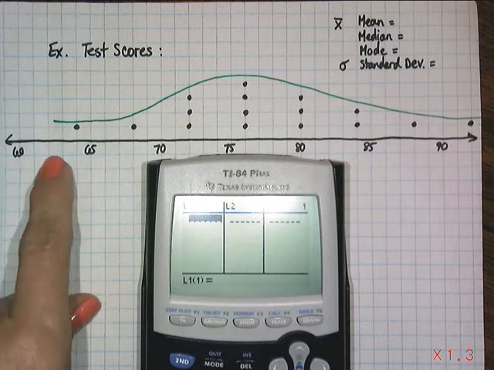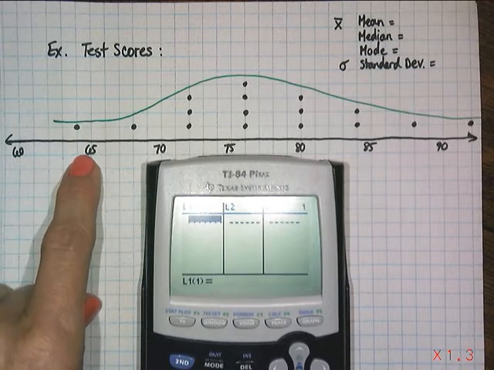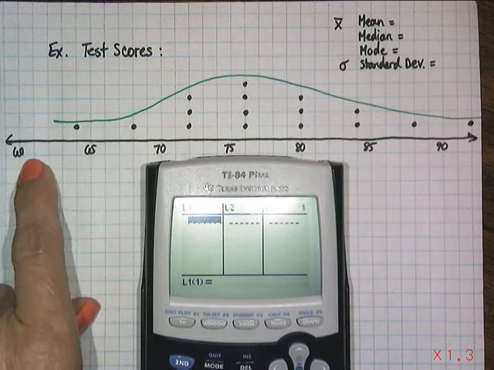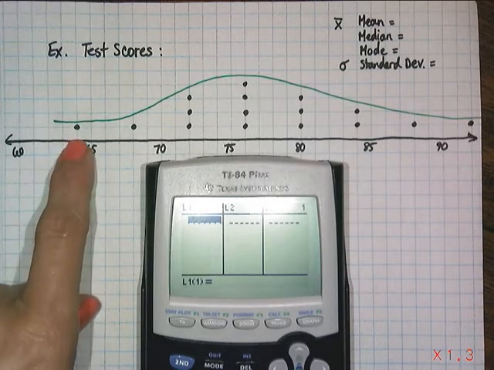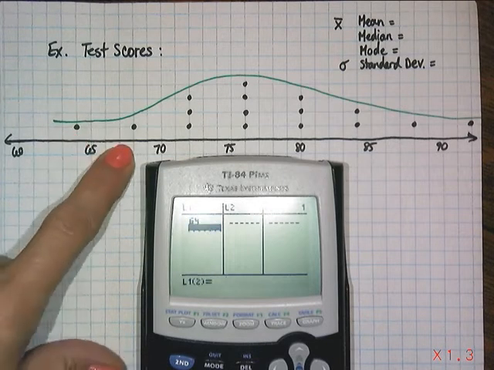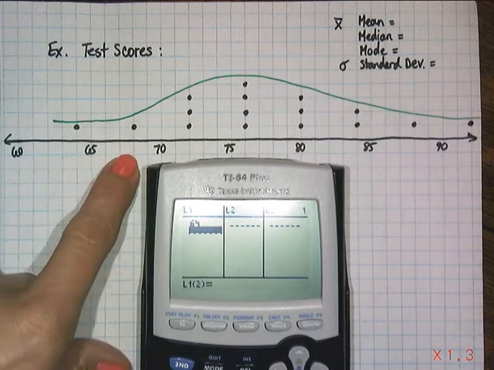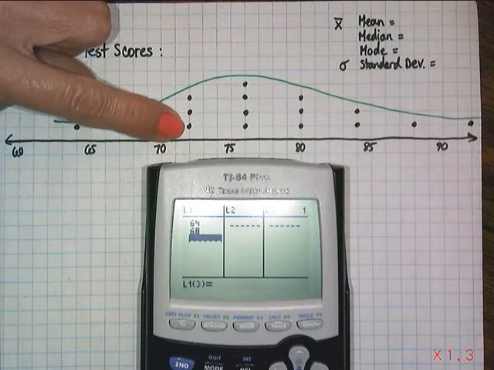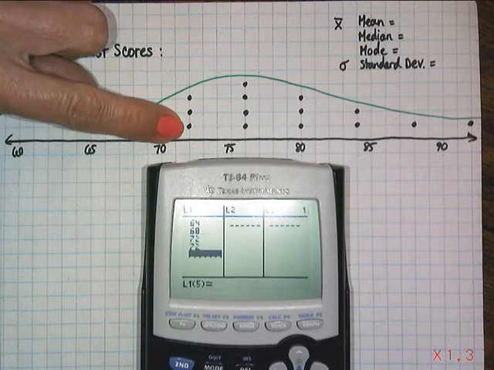And by the way, notice that my number line is all single units. So each box, each tick mark represents 1 unit. So that means I have one value at 64. 64, enter. Then I have a value at 68, enter. Then I have 3 values at 72, so I'm going to enter 72 3 times.